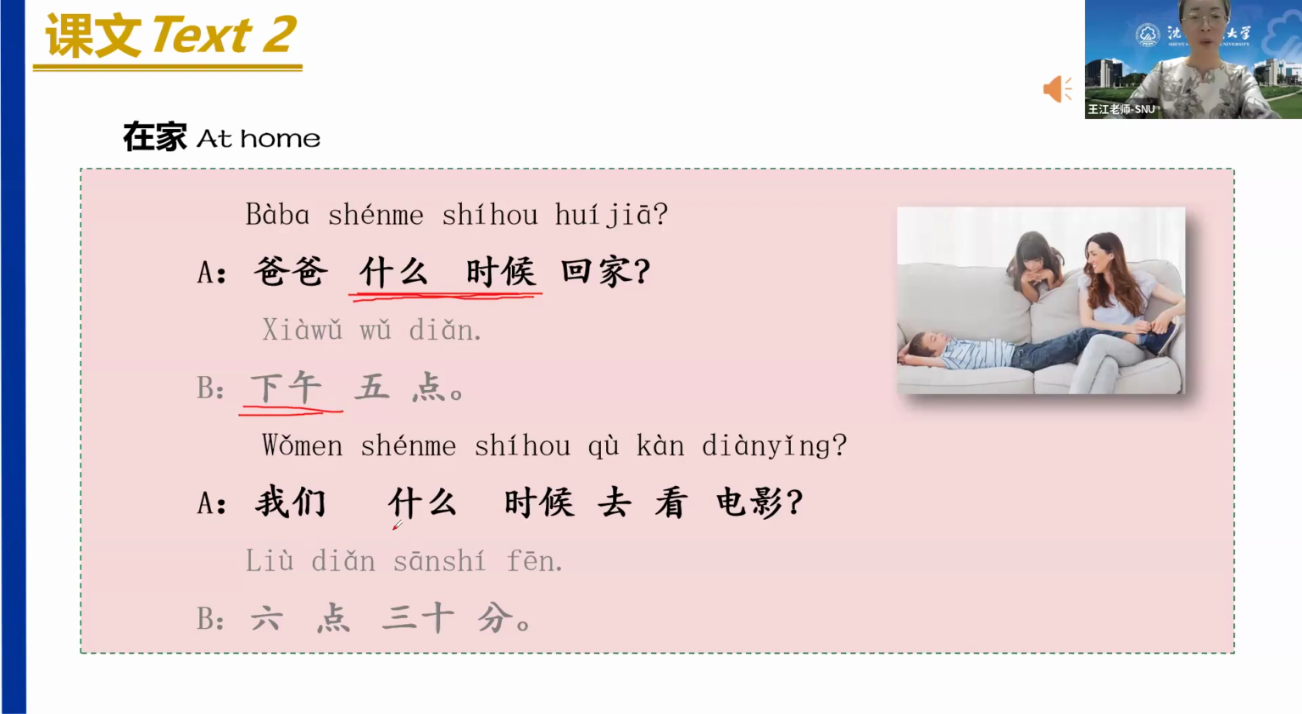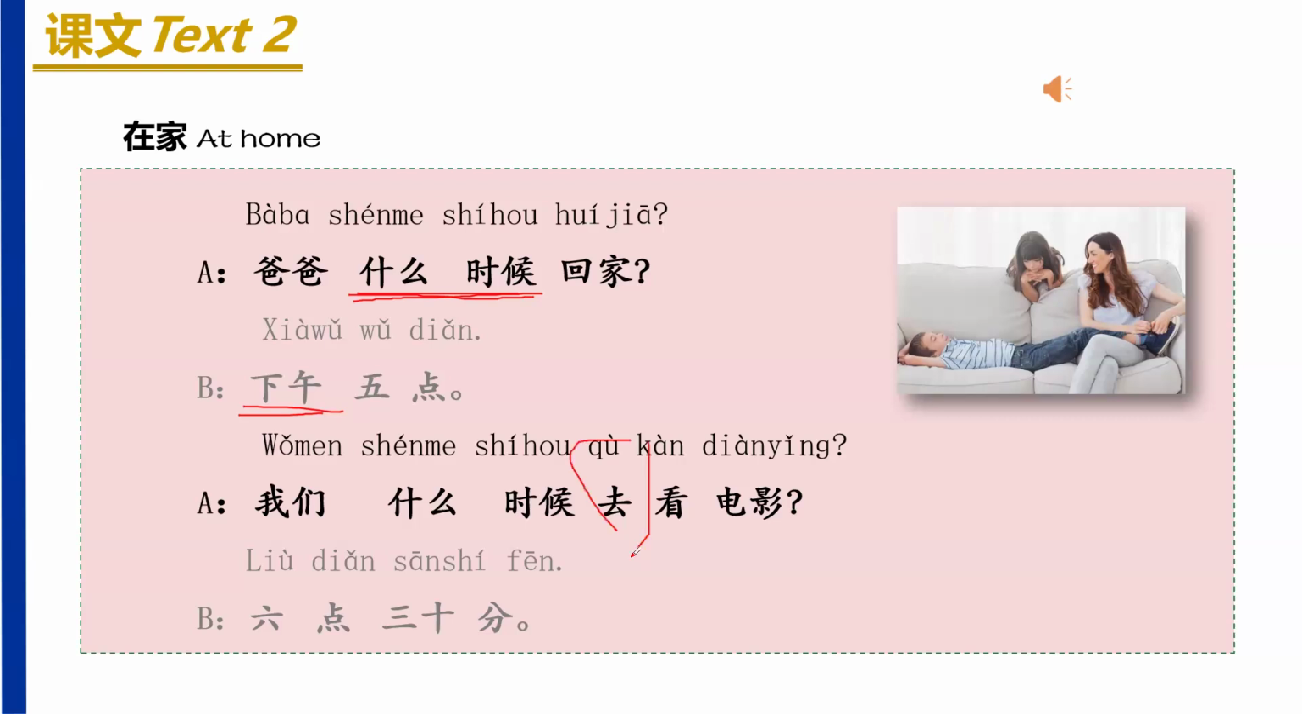Okay. 我们什么时候去看电影？ Read after me at first. 我们什么时候 去看电影。 去 to go 去。 去看电影？ Not 去。去。 去 看 看电影。 So 电影， what's meaning? What's meaning of this sentence?